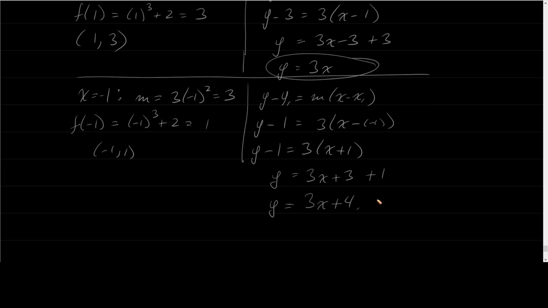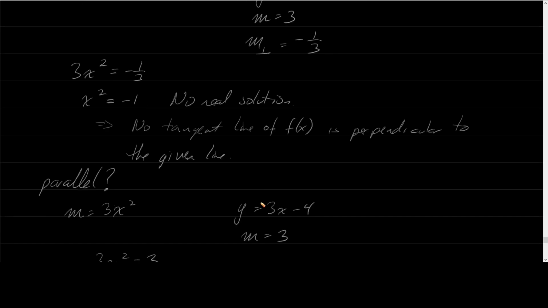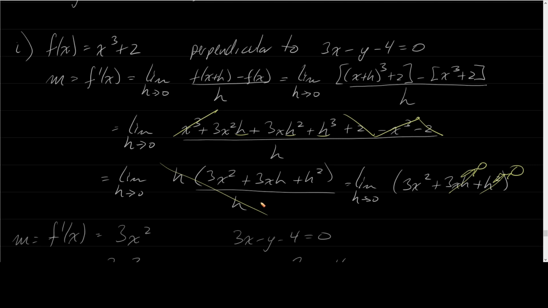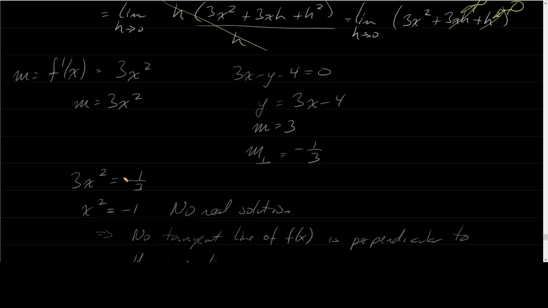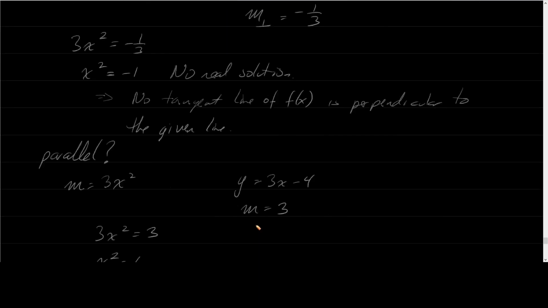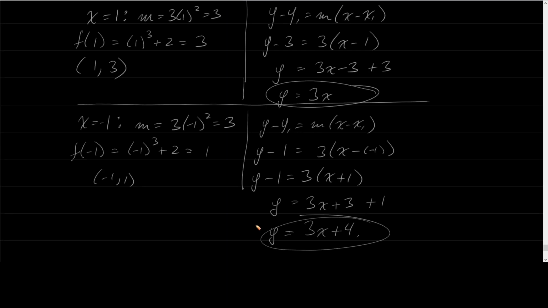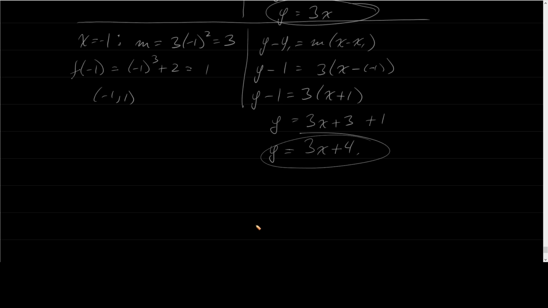So in here we have two equations that happen to be parallel to the tangent line of x cubed plus 2. And again, we found that there was no perpendicular line because the slope would have needed to be a negative value, but our general formula for the slope was always positive because of the square. So that's just a couple of extra examples from 3.1.